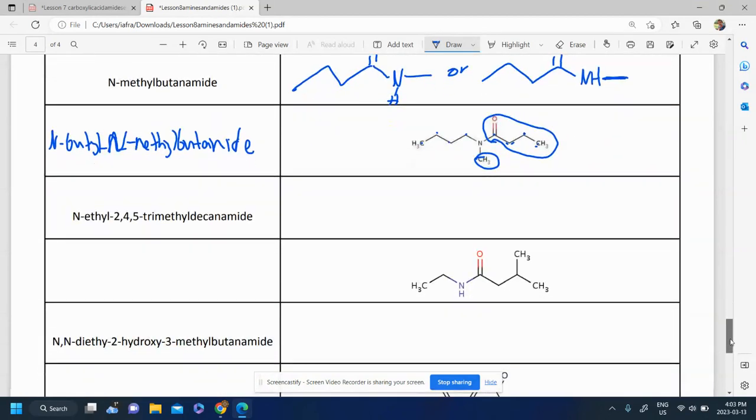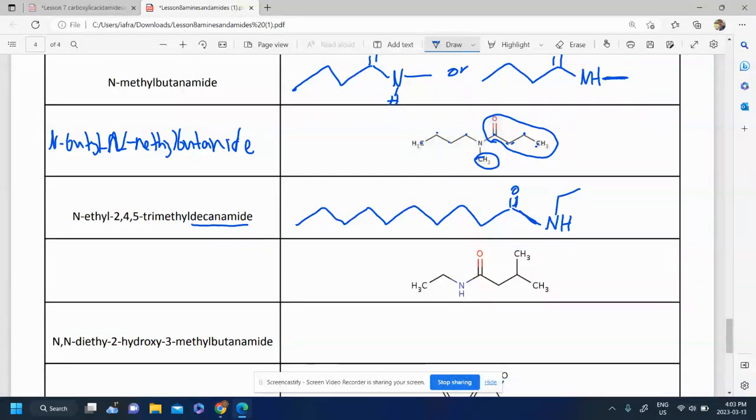All right, over here, we have an N-ethyl 2,4,5 trimethyl decanoamide. That's a 10 carbon amide. So let's go ahead and do that. 1, 2, 3, 4, 5, 6, 7, 8, 9, 10. Our double bond O would be here. And then that's connected to an N. And on that N, there's an ethyl. So there must be an H for the remaining part. So here's our ethyl, H for the remaining part there.